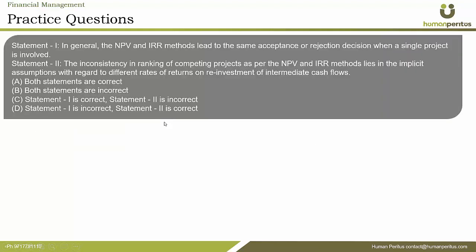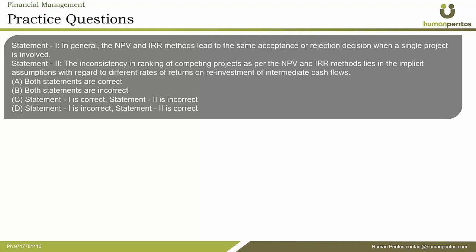Okay, next one. Statement 1. Read it, do it yourself. In general, the NPV and IRR method lead to the same acceptance or rejection decision when a single project is involved. Of course, correct. The conflict arises only when there are multiple projects. There cannot be a conflict between NPV and IRR if there is a single project. So statement 1 is correct.